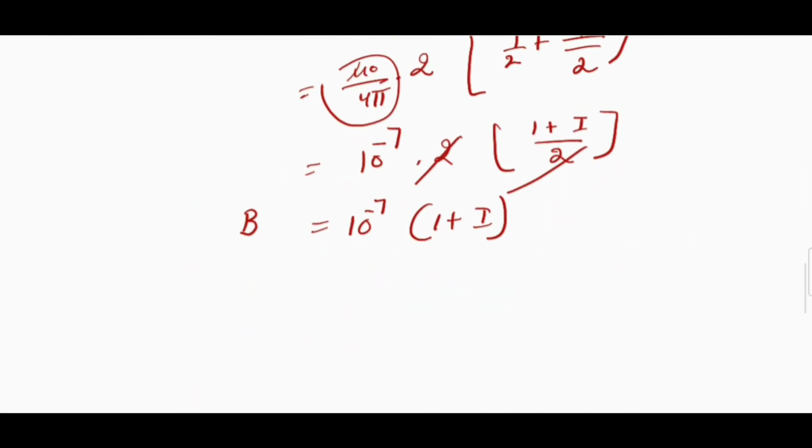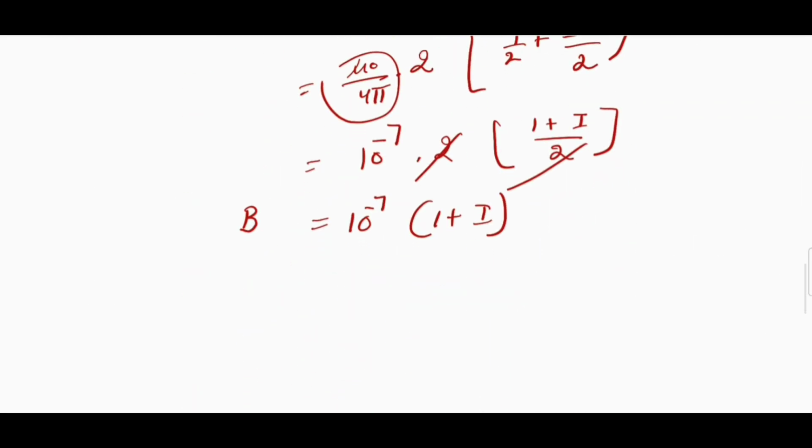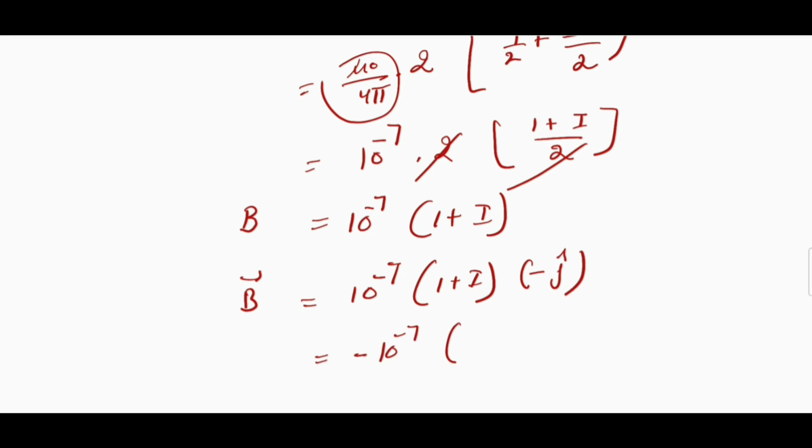So it means we can write this in vector form also. This B vector is equal to 10 raised to power negative 7 (1 plus I), and it will be towards negative y axis, minus j, so B is equal to negative 10 raised to power negative 7 (1 plus I) j. Here we have to find the value of I.